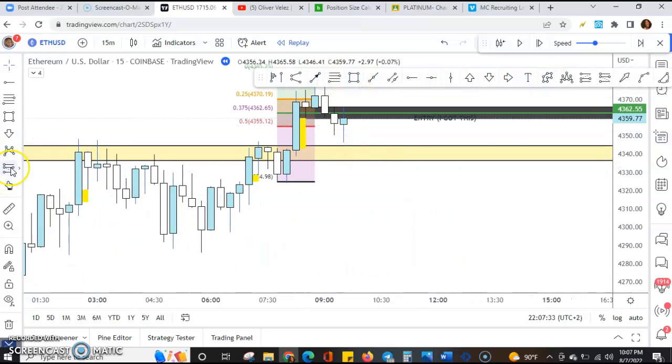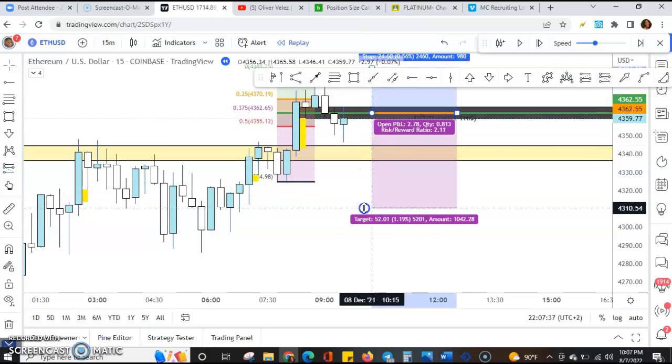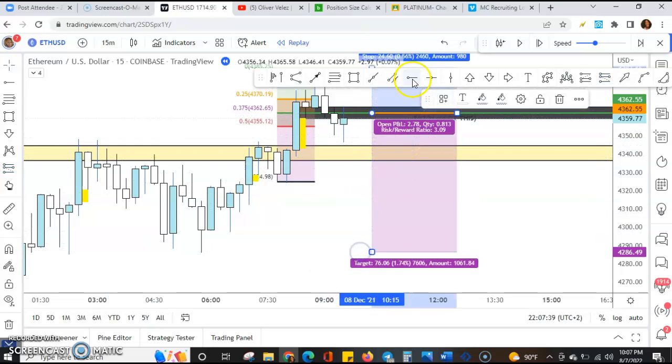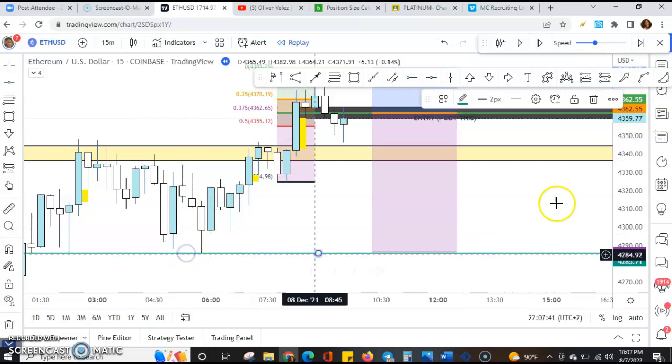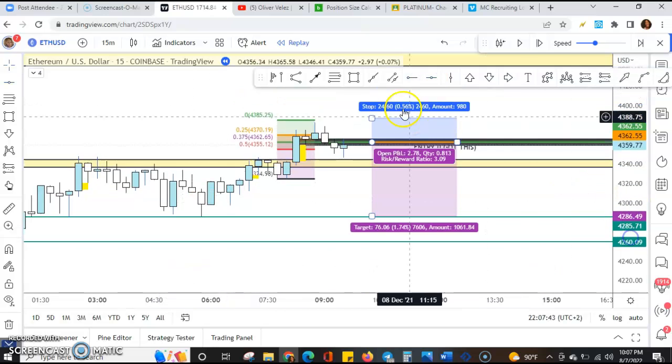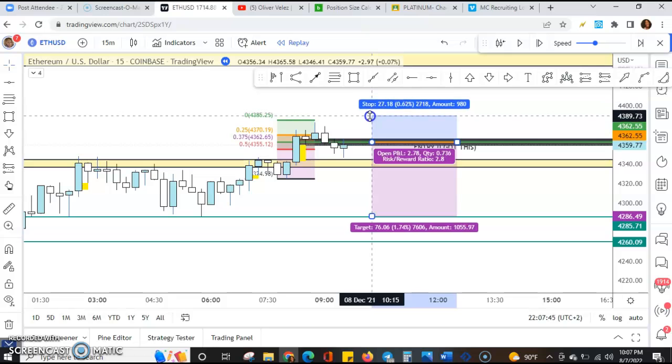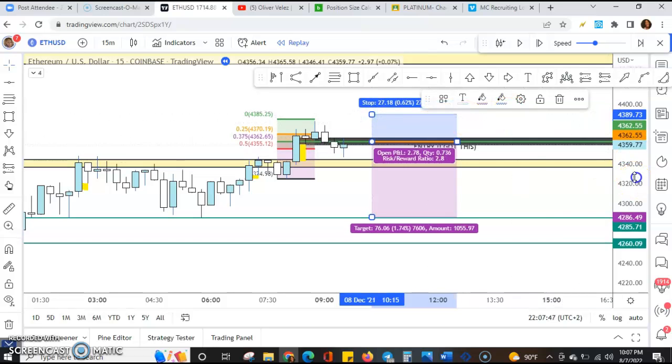My TP would have been from here to here, this swing low. And a few pips above just to see where I'm at.